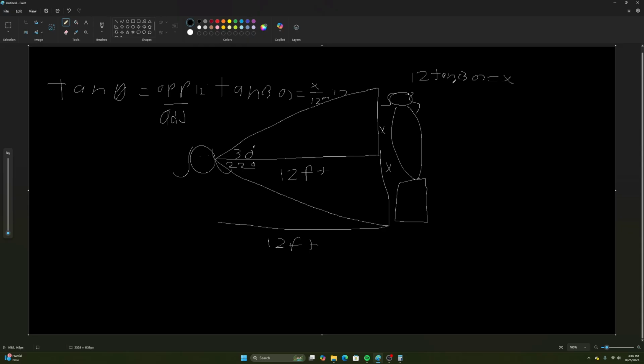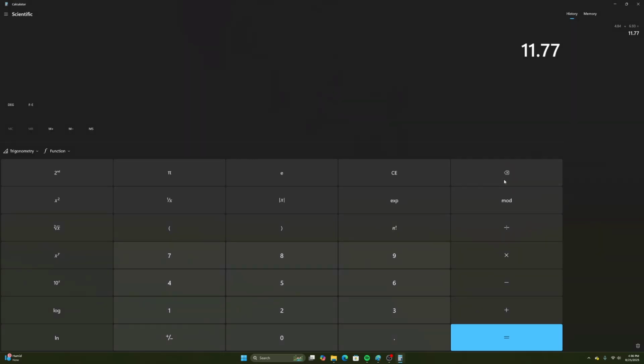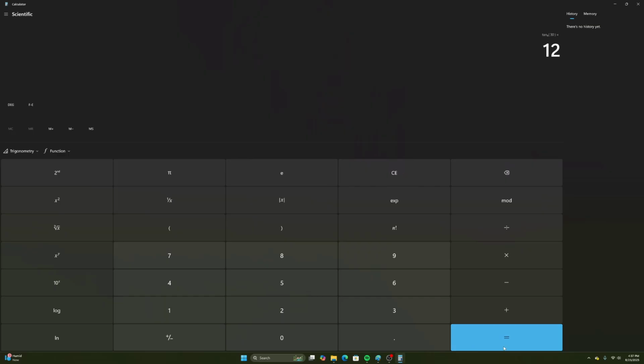Do you guys know the answer to that? Because I sure don't. So that's why we're going to visit our good old buddy, the calculator. We use this guy pretty often. If you guys don't recognize him, sucks to suck, I guess. We're going to be inputting the tangent of 30, which is that. Then we're going to multiply that by 12.